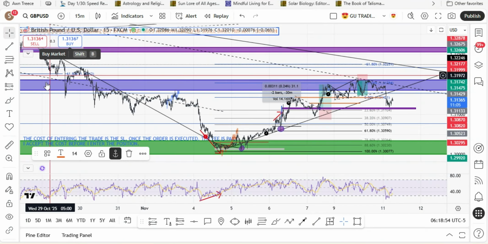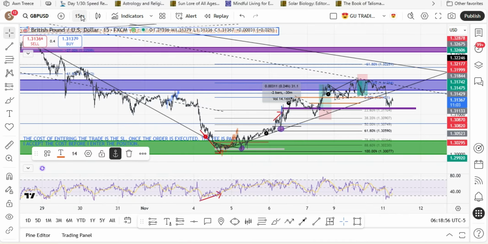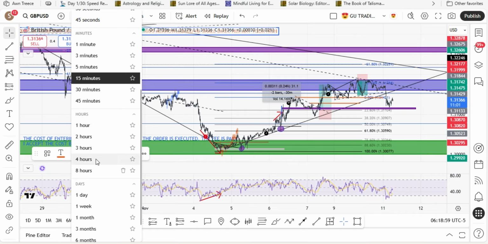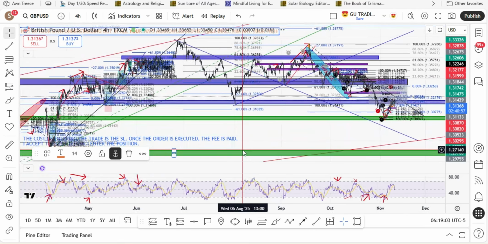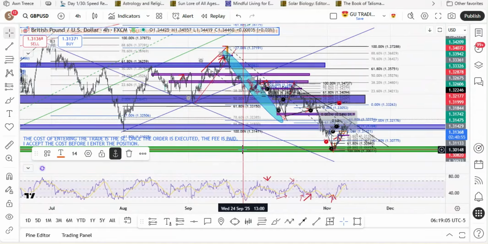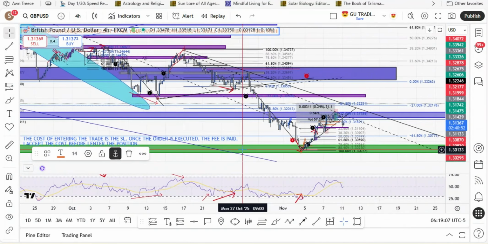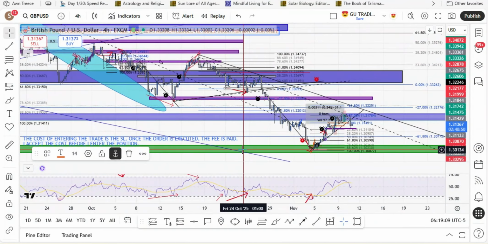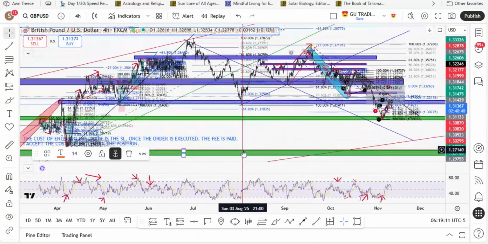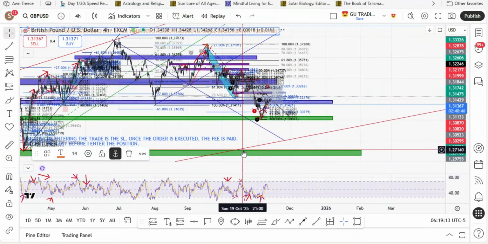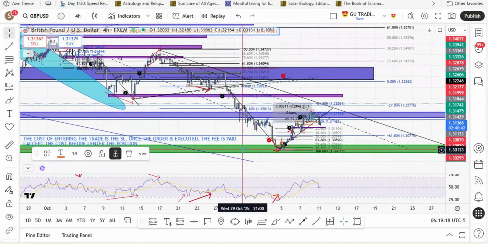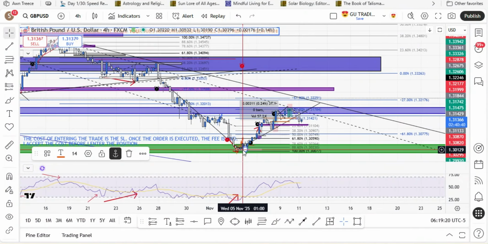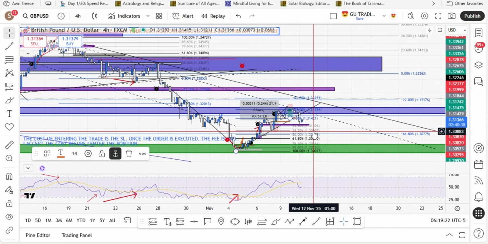For GU, start with the 4 hours. Daily analysis. Let's see. 4 hours, still within range. Nothing really has changed with the 4-hour structure.